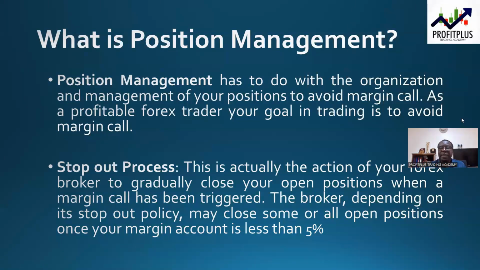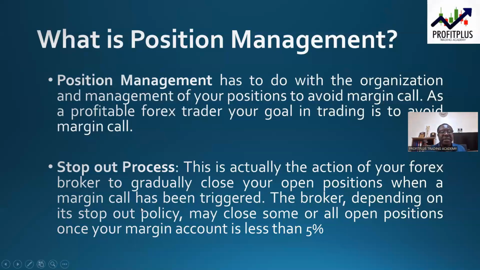All right. Now, another thing you need to also understand is what's called the stop out process. This is actually the action of your forex broker to gradually close your own positions when a margin call has been triggered. A margin call is triggered when your usable margin, available margin, is less than 5% of your entire account. And at this time, the broker, depending on their policy, will begin to close the positions.